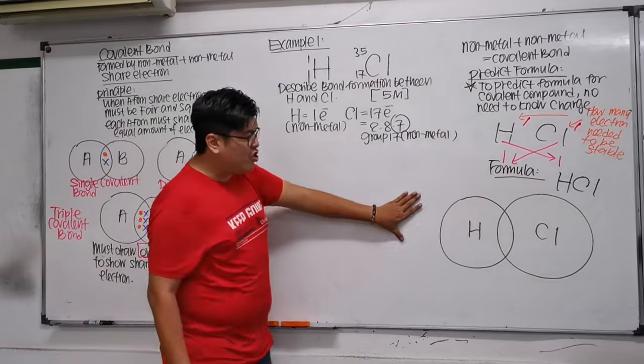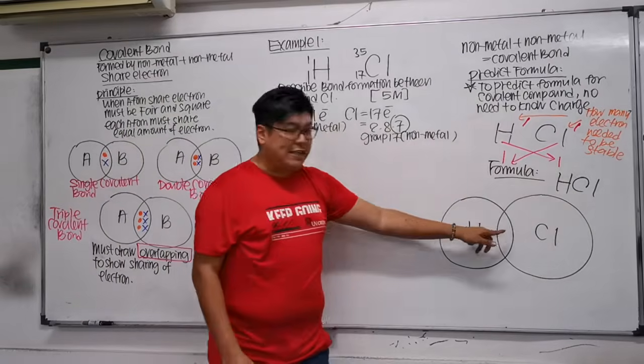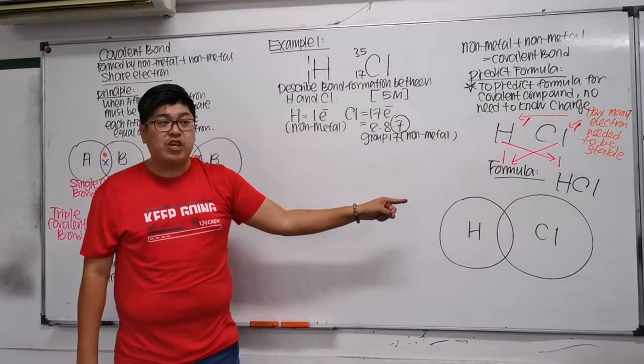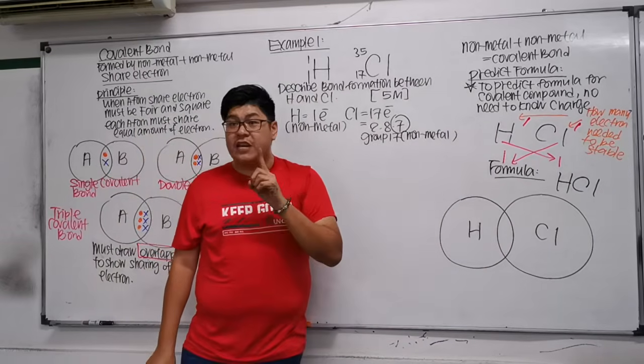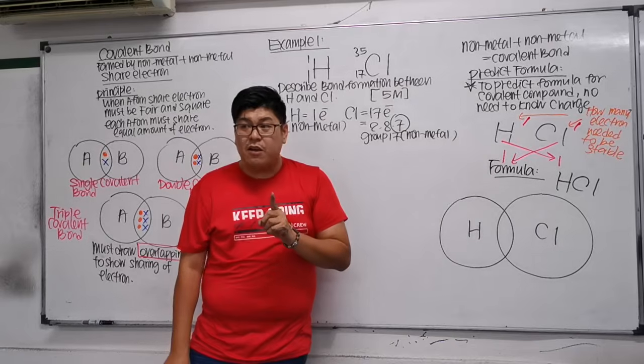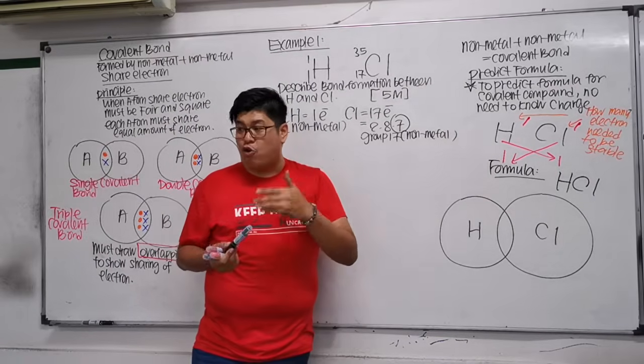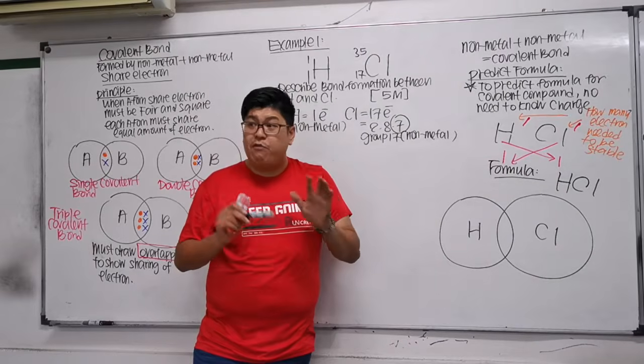Alright? 1 H overlapping with 1 Cl. Why overlap? Covalent. Covalent needs to share electrons. Sharing electrons needs overlapping. Understand? So guys, one of the problems for students is this. They mix up ionic and covalent. Understand? They're very different, huh?